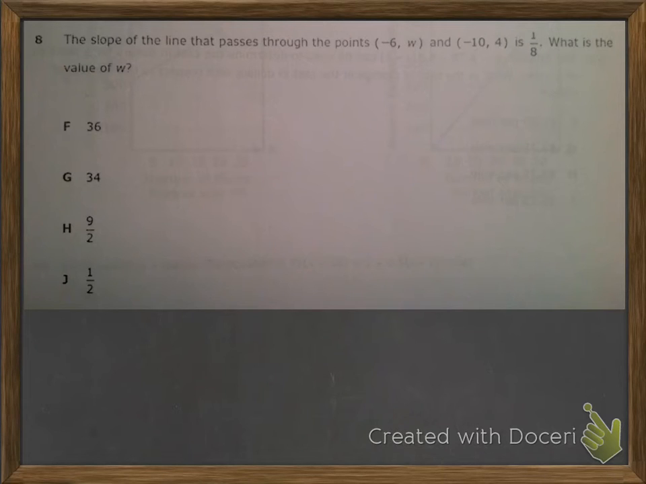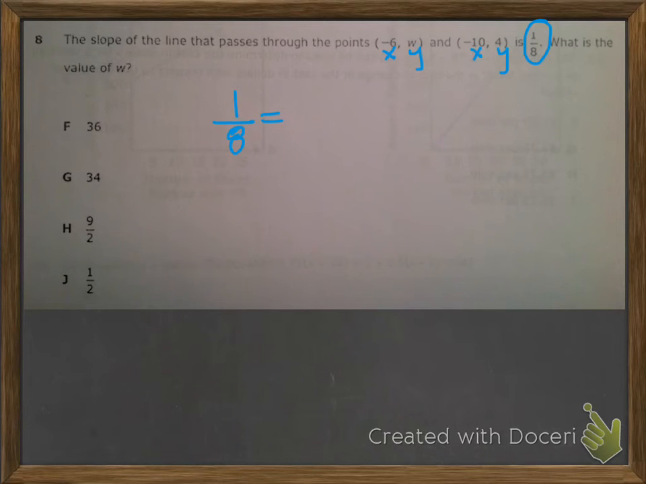Number 8 on page 5 at the bottom. The slope of the line that passes through the points negative 6, W, and negative 10, 4 is 1/8. What is the value of W? So this is where I'm kind of working backwards from my slope of 1/8 to figure out what W needs to be. So I'm going to set up my slope as if I knew what W was, just like I normally would.